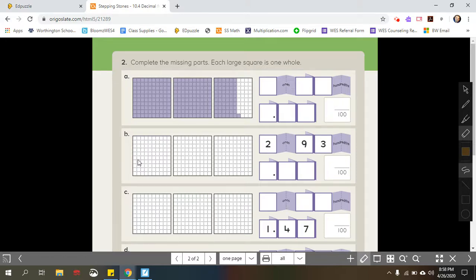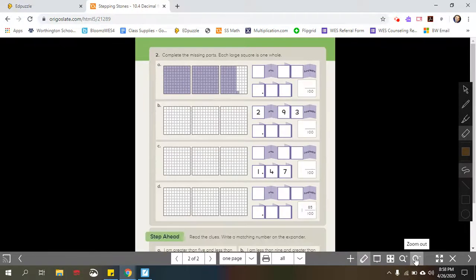When you get down to B, though, they don't shade in the area model. They give it to you on one of your expanders, so you have to complete the missing parts. Okay, do your best on those. We'll go over those later on.